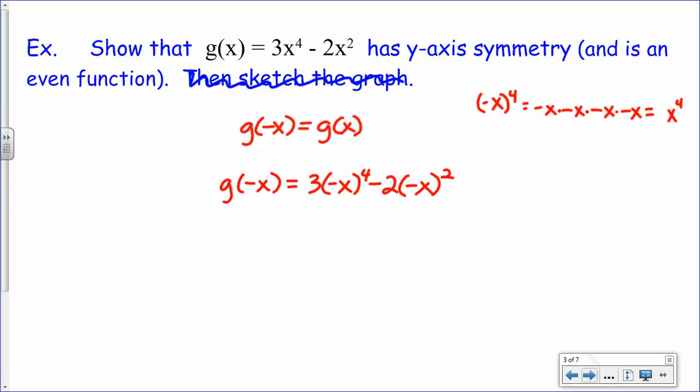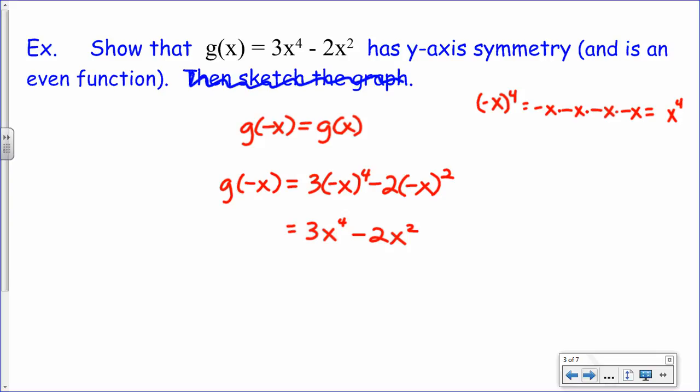Anything with all even exponents, yes, or even exponents and a constant, that's not going to change. So if you have an even exponent, it's going to just be 3x to the fourth, because that negative x to the fourth is just x to the fourth. And then this is just x squared, so minus 2x squared.